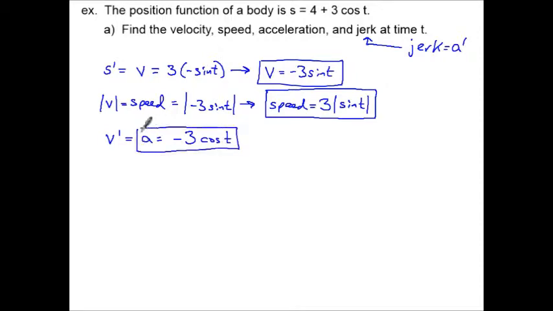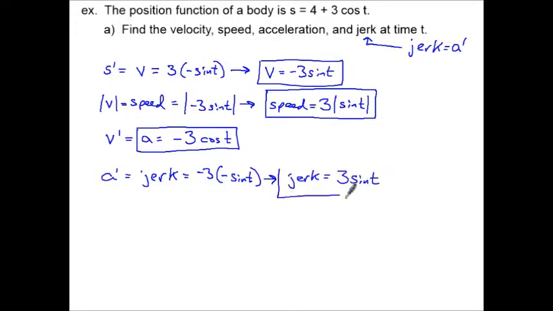There you go. And then finally, if I take a prime, I get the good old fun to say jerk. In this case, I've got my negative 3, and then the derivative of cosine, as we've already done in this problem, is negative sine. So again, that's one I want to clean up a little bit. Jerk equals two negatives make a positive, 3 sine t. Alrighty, so there's all those things for time t.